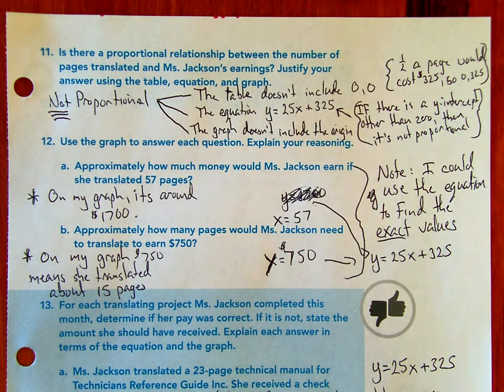Number 11 on page 129. Is there a proportional relationship between the number of pages translated and Mrs. Jackson's earnings? Justify your answer using the table, equation, and graph. So again, a proportional relationship means every ratio in it is equal to every other. If you were to write each coordinate, each set of numbers, as a fraction y over x, each fraction will equal every other fraction.